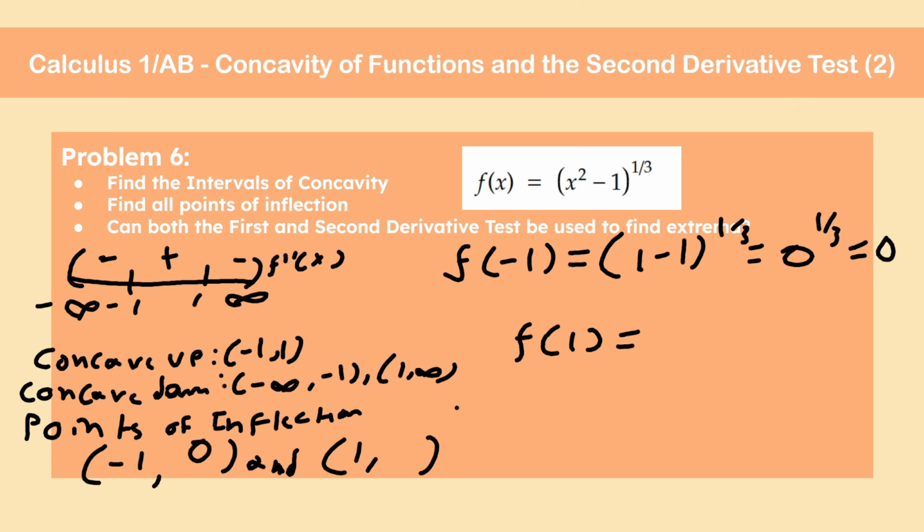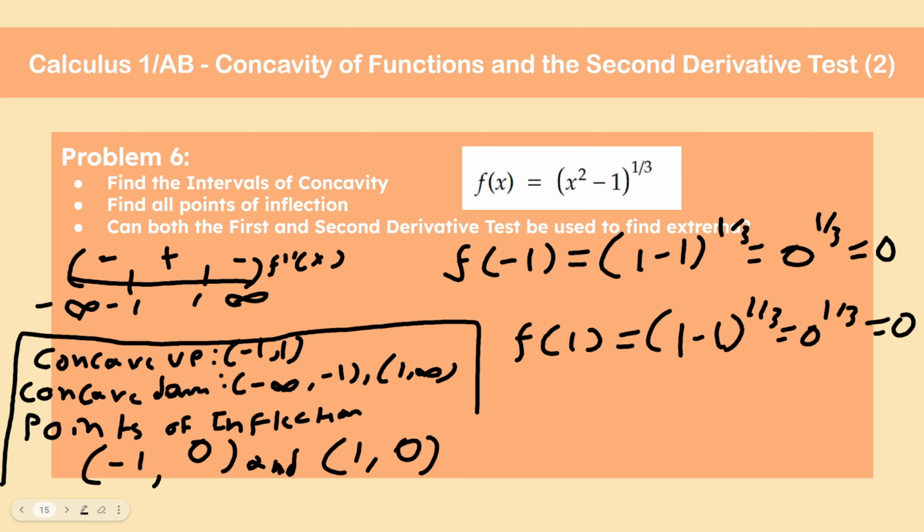And the second point of inflection will occur at 1. So f of 1 is 1 squared minus 1 to the power of 1/3, which is 0 to the power of 1/3, which is also 0. So these are the 2 points of inflection, and these are the intervals of concavity for the function.